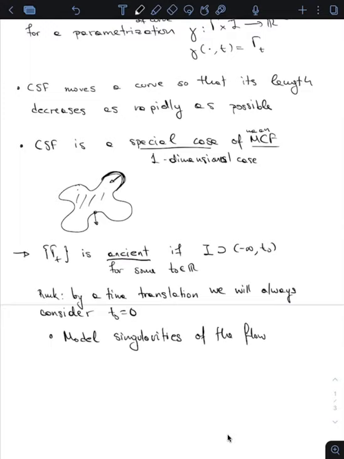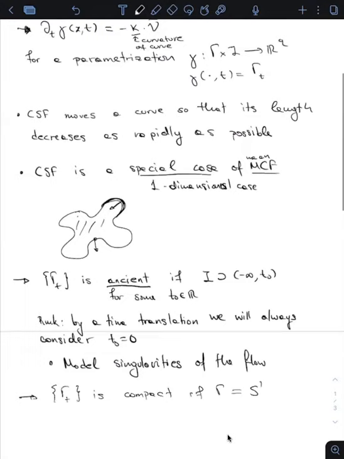Now, another definition that we need is that of compact. We'll say that gamma t is compact if Gamma, the space parameter, is equal to S1. So when I look at my parameterization and this is S1, then we're talking about compact solutions. A compact solution stays compact, so it's always parameterized over S1. And a final thing is convex. We say that the solution gamma t is convex if all time slices gamma t are convex.